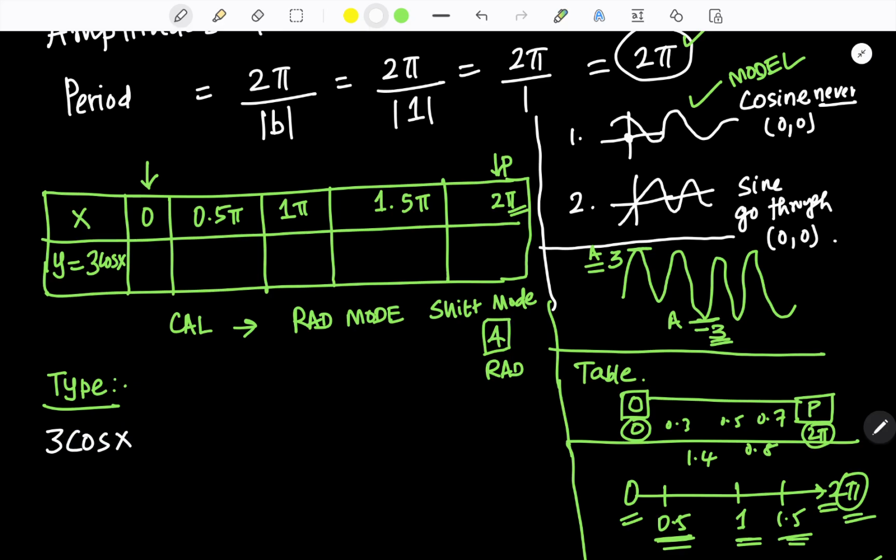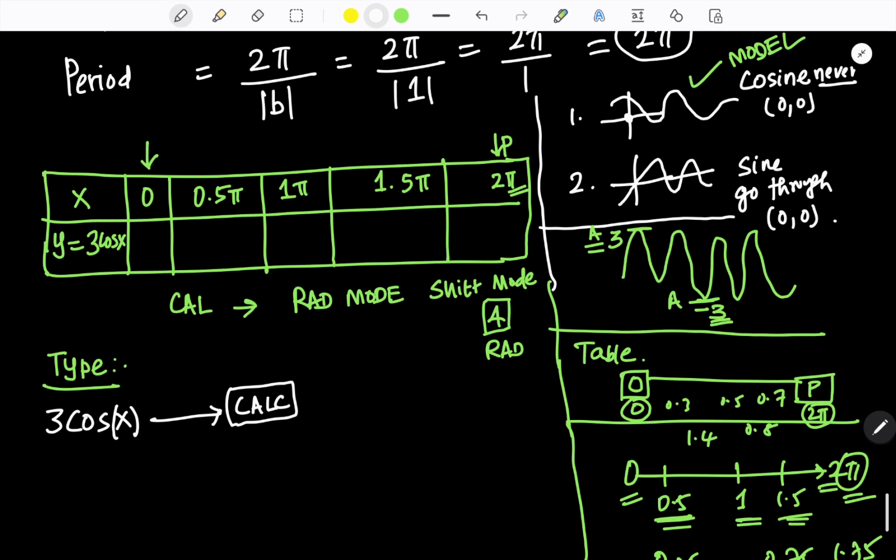3 cosine, after that alpha and then x, close the brackets. So alpha x bracket close. After that, press the button calc. If you press the button calc, do I need to write this, teacher, in the exam? No, no, no. Just the table value is enough.